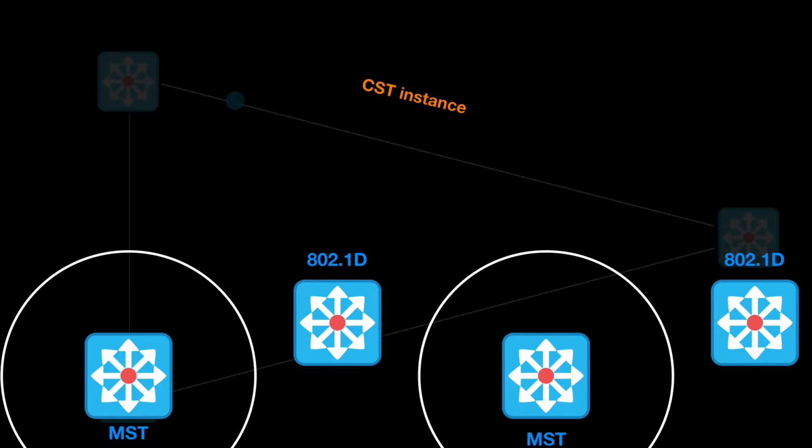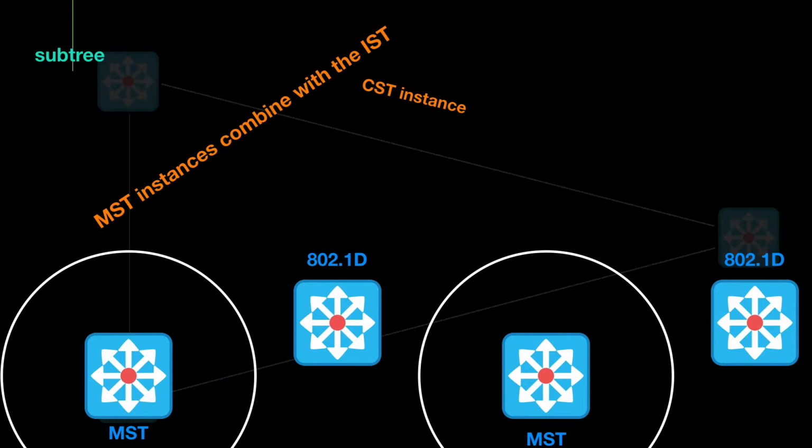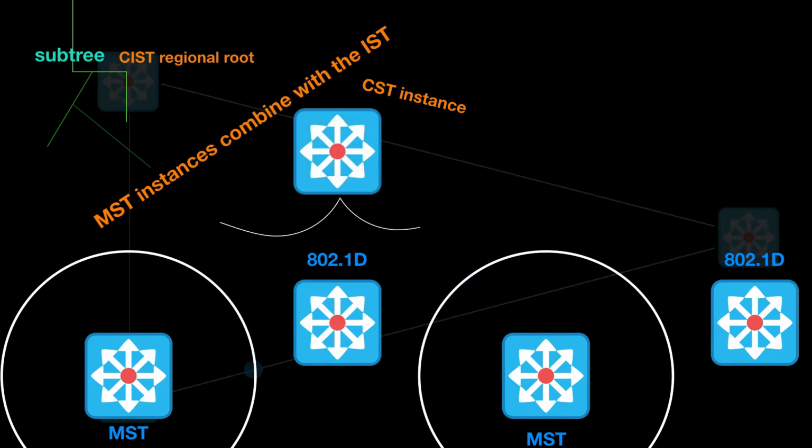Operations between MST regions. If there are multiple regions or legacy 802.1D devices within the network, MSTP establishes and maintains the CST, which includes all MST regions and all legacy STP devices in the network. The MST instance is combined with the IST at the boundary of the region to become the CST. The IST connects all the MSTP devices in the region and appears as a subtree in the CIST that encompasses the entire switch domain. The root of the subtree is the CIST regional root. The MST region appears as a virtual device to adjacent STP devices and MST regions.